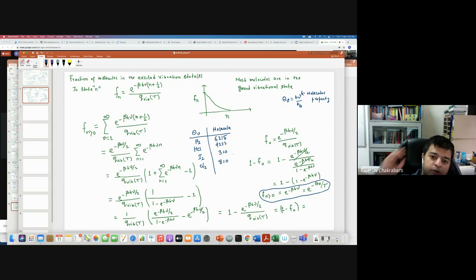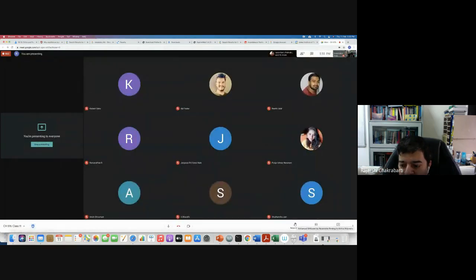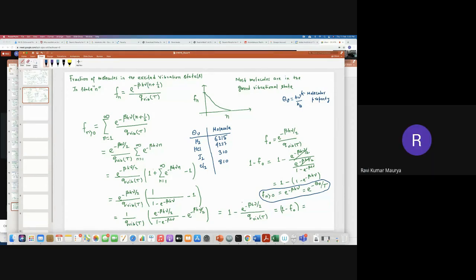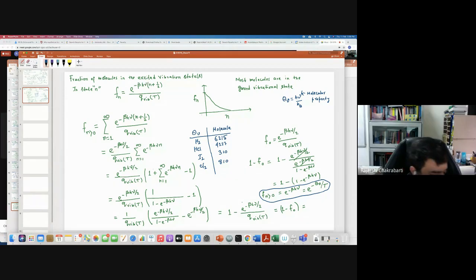Depending on the theta v, for example, if I have a theta v which is large for one molecule, then this decay will be faster. This fraction will decay faster, isn't it? What does it mean? If your theta v is large, it decays faster. Lower will be the fraction of molecules in the excited state.